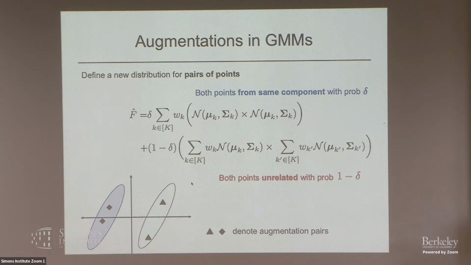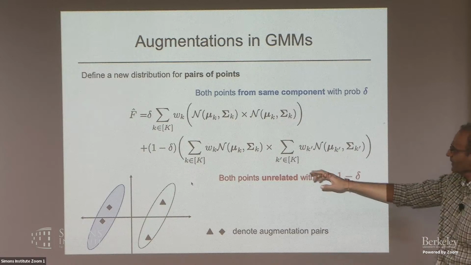Okay. So we need to define a new distribution of points, right? This is how we apply contrastive learning to a Gaussian distribution. Contrastive learning needs pairs of points. I need these pairs of points to come from some mixture model, right? So I've been given a mixture model, and that's a distribution for a single point, but now I want a joint distribution for pairs of points, right? And the joint distribution is this.